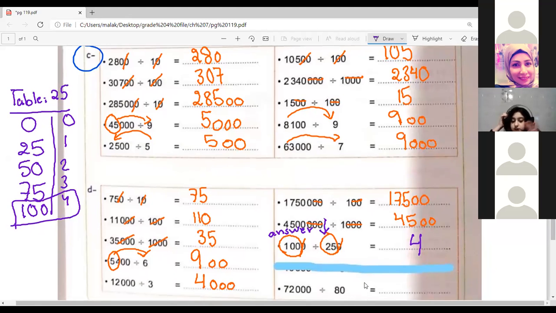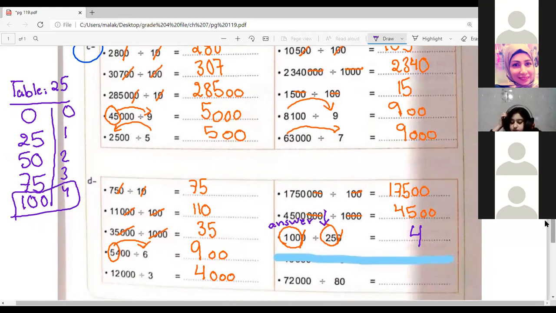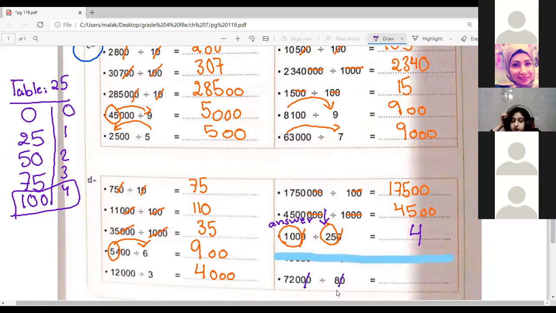72,000 divided by 80. First, cross out one zero from each. Bravo. Then put the 2 zeros on the line. Okay. And we go to table 8. Bravo, we go to table 8.